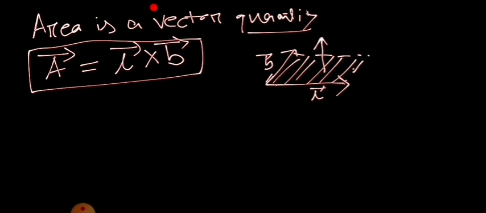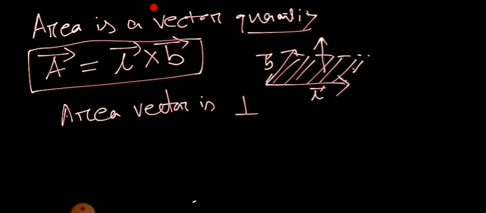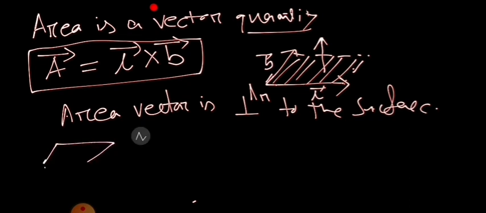So area is a vector quantity, and the area vector is perpendicular to the surface. Suppose this area vector is there, then there can be two normals, this is also normal and this is also normal. If the length vector and breadth vector are given, then the area vector direction can be calculated by the right hand screw rule. But if only the surface area is given, then both directions may be correct. That depends on the situation.